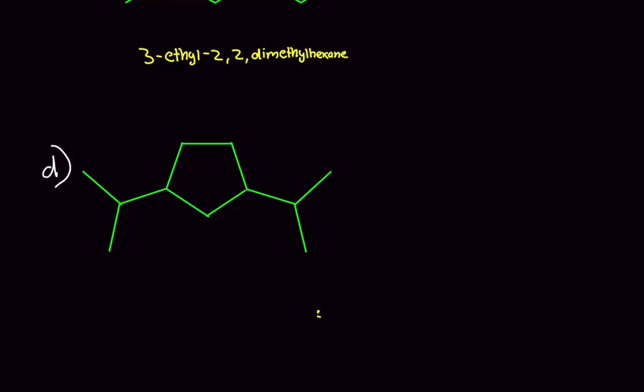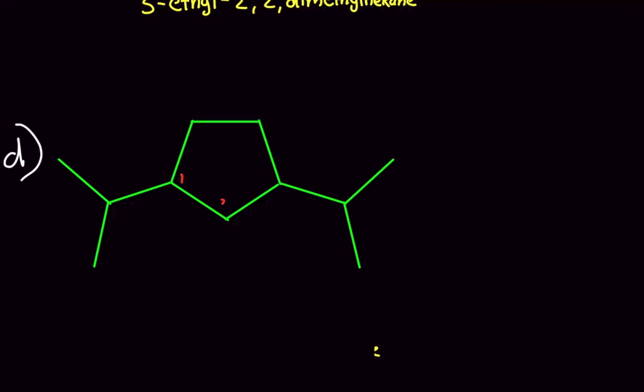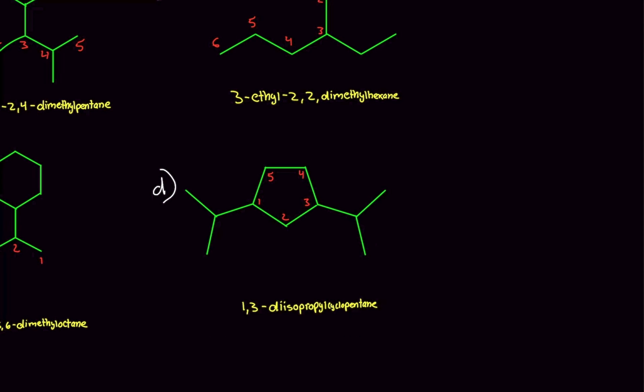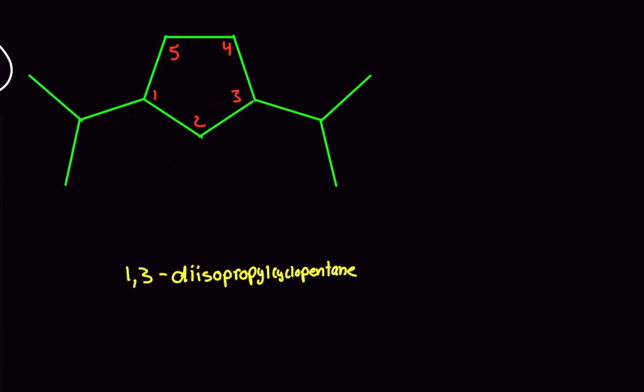So what we have to do is we actually have to number this like this. 1, 2, 3, 4, 5. And that is the parent chain. So we have a branch coming off of here on carbon number 1, because that's the lowest we can get it, and carbon number 3. So this is called 1,3-diisopropyl cyclopentane.